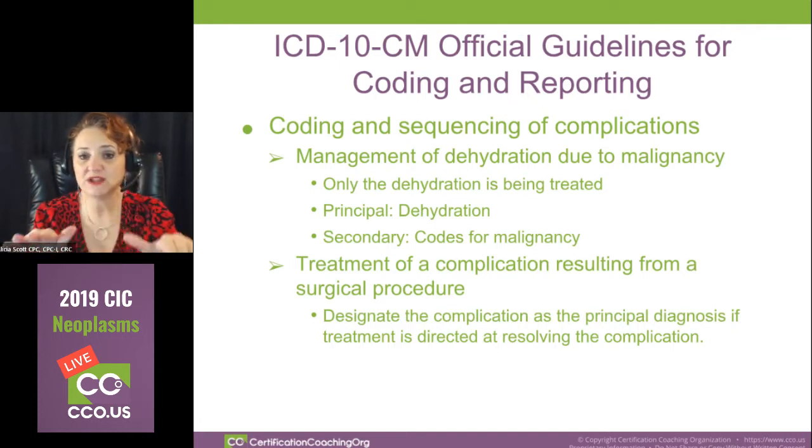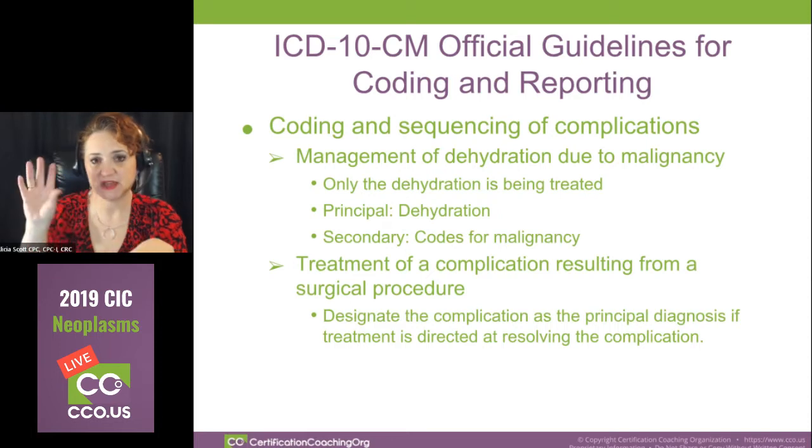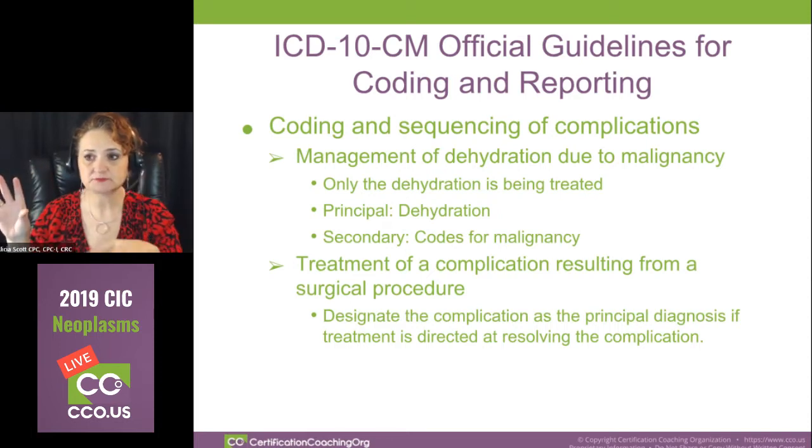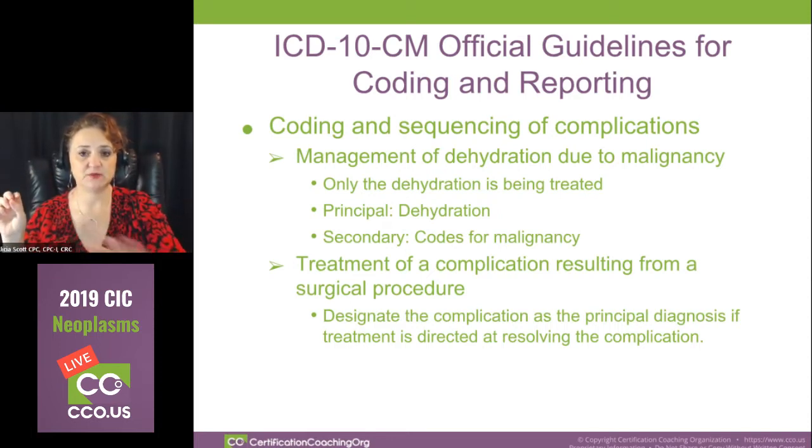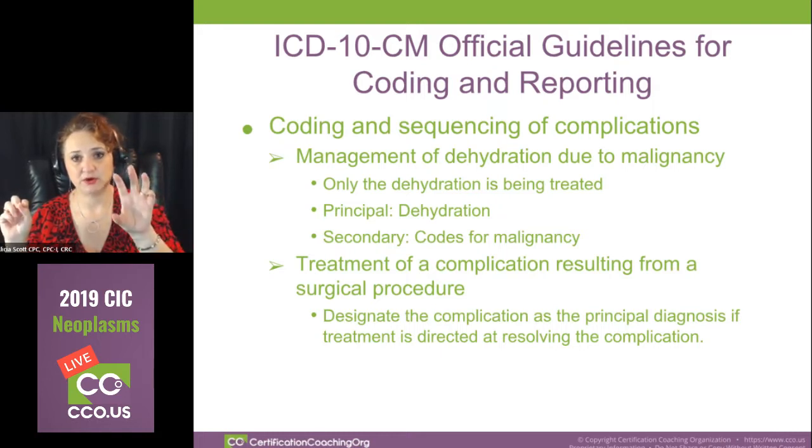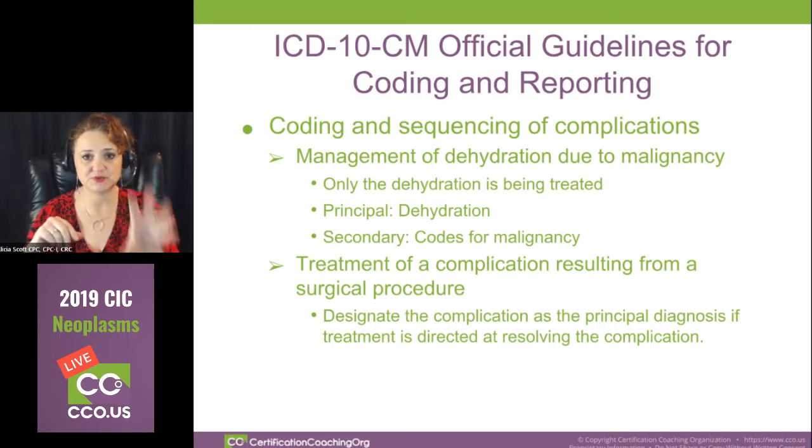So if only the dehydration is being treated, so the patient has gastric cancer and they're dehydrated, they're rushed to the ER and they're going to hydrate them, and we're treating them not for the cancer, we're treating them for the dehydration. You're going to code the dehydration first and then the malignancy. They have gastric cancer. That's your sequencing. What if they are dehydrated because of the treatment?